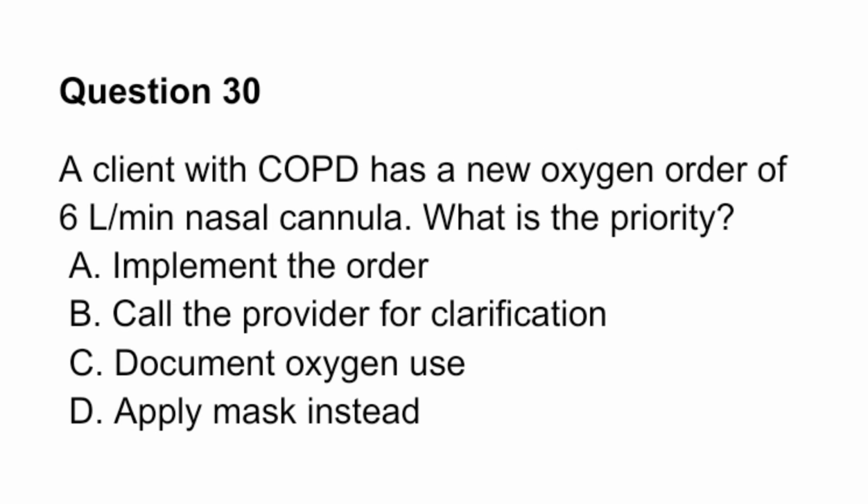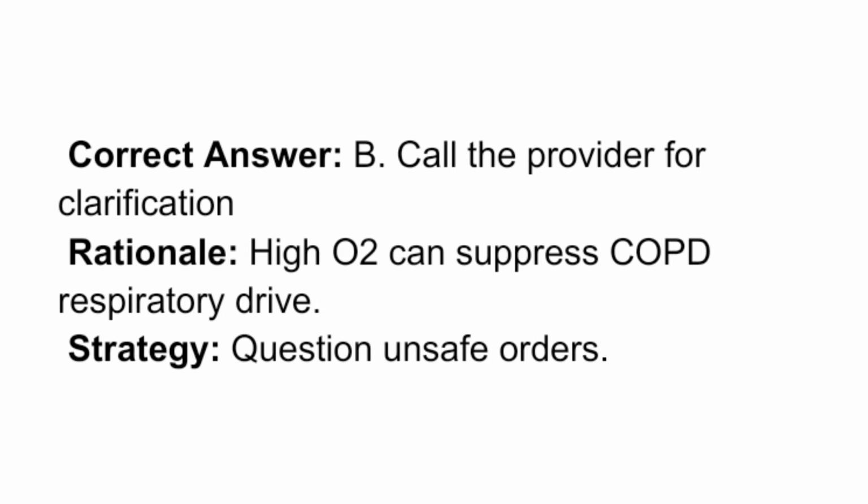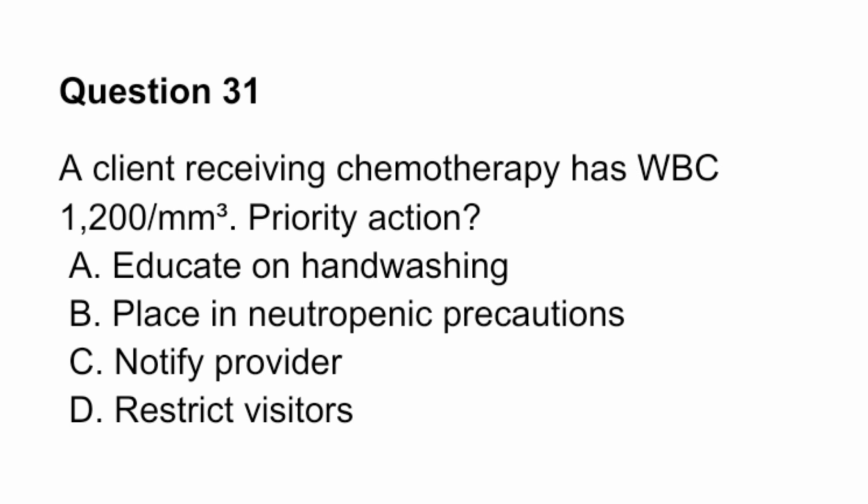Question 30. A client with COPD has a new oxygen order of 6 liters per minute nasal cannula. What is the priority? A. Implement the order. B. Call the provider for clarification. C. Document oxygen use. D. Apply mask instead. Correct answer, B. Call the provider for clarification. Rationale: high O2 can suppress COPD respiratory drive. Strategy: question unsafe orders.